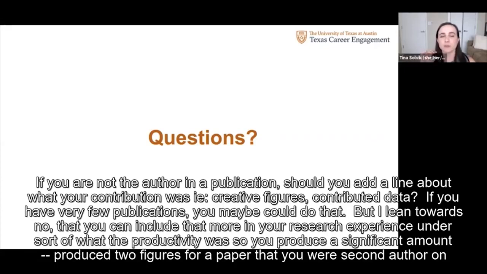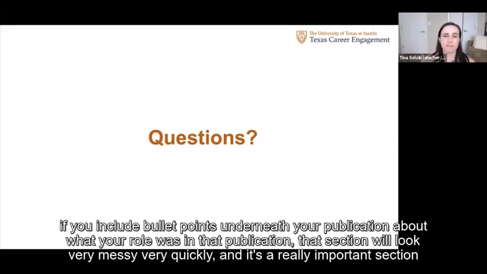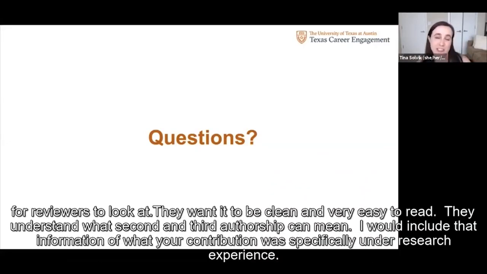If you include bullet points underneath your publications about what your role was in that publication, that section is going to look very messy very quickly, and it's a really important section for reviewers to look at. They want it to be very clean and easy to read. And they understand what second and third authorship can mean. So I would include that information on what your contribution was specifically under research experience.